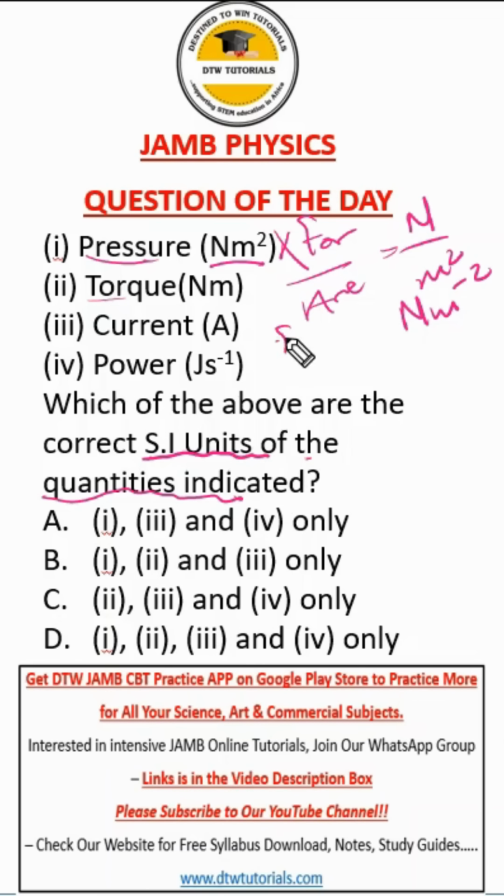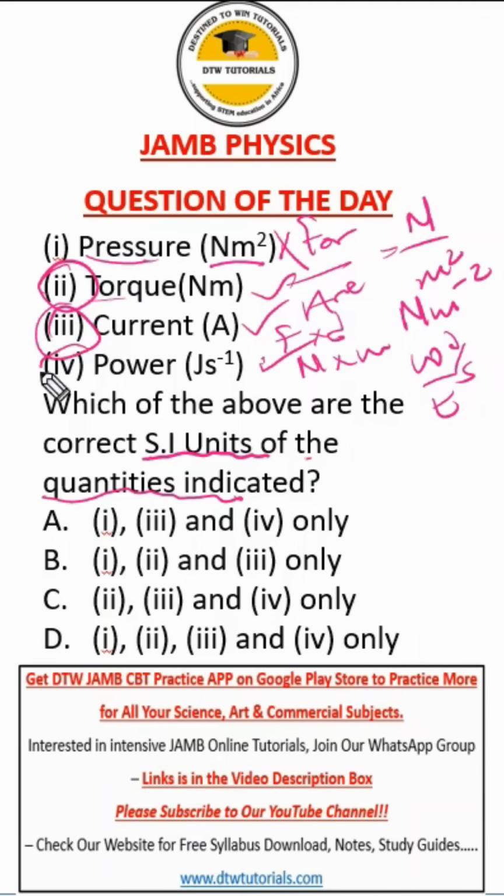Now, what is torque? Torque is force times the perpendicular distance. Which is N times M. So this is correct. Current is ampere, correct. Power is work over time, and this is joules over second. So joules per second. So this is correct. So the correct SI units are this and this, and our right option here is option C.